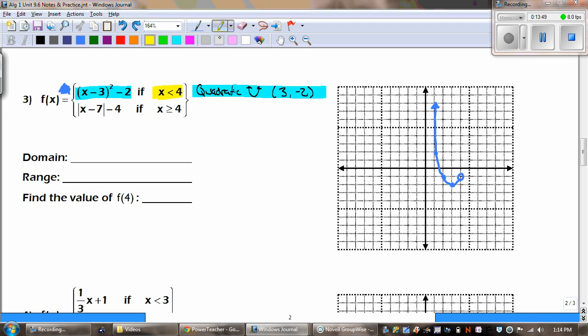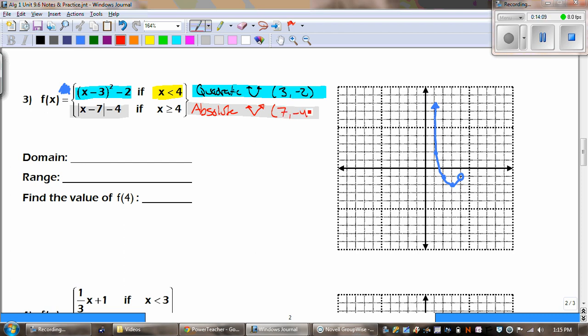Let's look at the next one. What type of graph is that? Well, that's going to be an absolute value. Is it reflected? No, it's not reflected. And then what's our vertex?